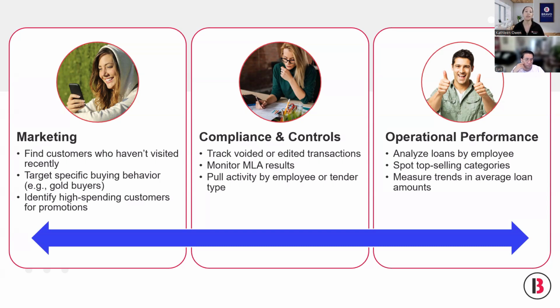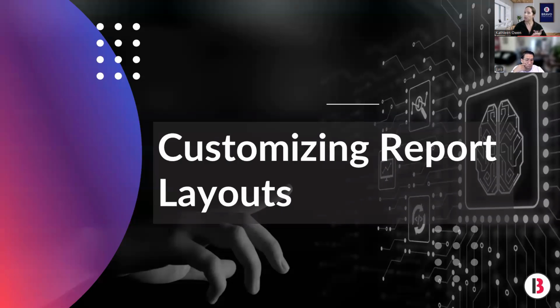And finally, we have performance. You can review loans by employees and see what categories are driving revenue, or even monitor loan amounts over time to spot trends. So let's dive in. The goal for this section is to show you how to customize your report layout using column chooser and saved layouts so that you can streamline your workflow and focus on the data that matters most to you.